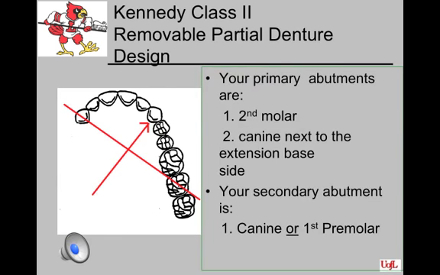When you have a Class II that has no modifications on the tooth-supported side, you should separate your retention as much as possible and place clasp assemblies as far away from the fulcrum line anteriorly and one posterior to the fulcrum line. You would not usually clasp your third molars if the second molar is present. So your primary abutments would be the second molar on the tooth-supported side and the canine on the extension base side. Your secondary abutment would be either the canine or the first premolar on the tooth-supported side.